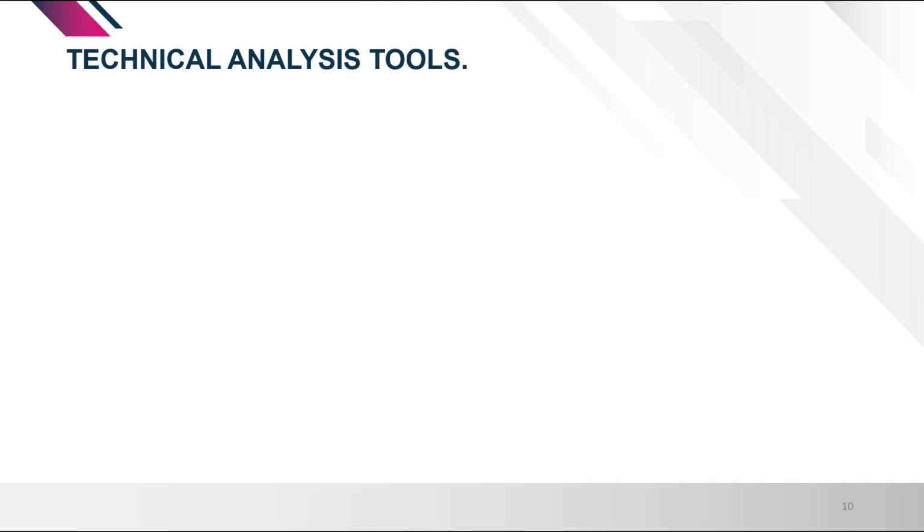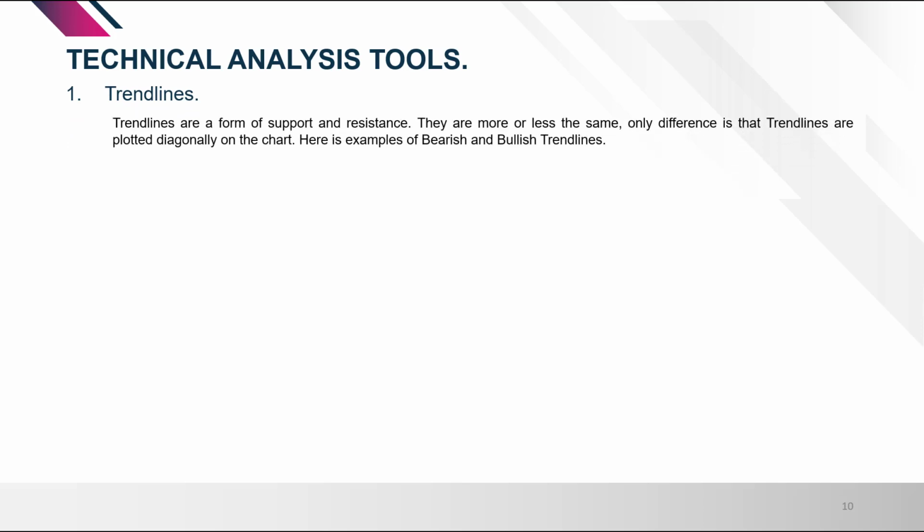So now let's look at some technical tools. Firstly, we're going to talk about trend lines. Trend lines are a form of support and resistance. Support and resistance is also a technical analysis tool. They are more or less the same. The only difference is that trend lines are plotted diagonally on the chart. Here are examples of bearish and bullish trend lines.